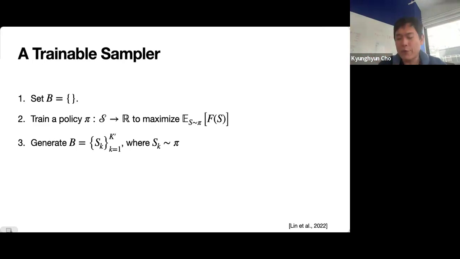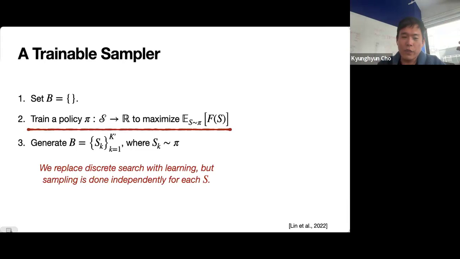In that case, one obvious way to go about it is to train a policy or a stochastic sampler so that whatever sequence we get out of it maximizes the objective function on its own. And once we have that policy, we can just sample k prime many sequences and say that that is going to be the set. Now, as you can imagine, this is not the greatest way to go about it because it doesn't really take into account the relationship among all those sequences within this subset B.